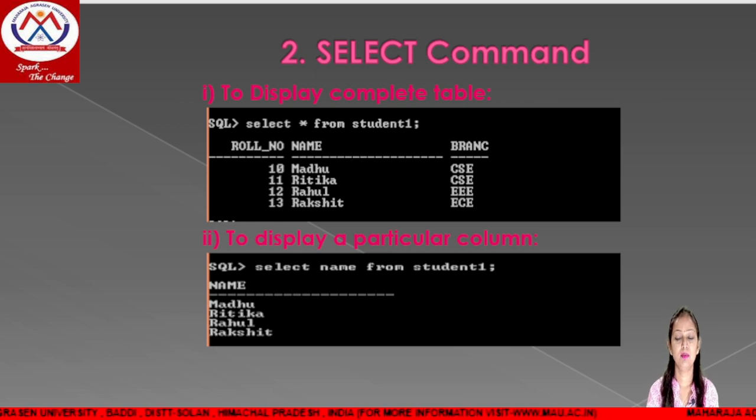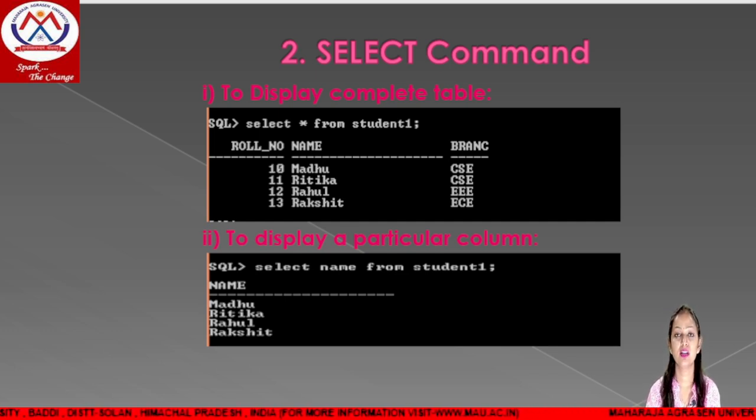The second method is if we want to display particular columns of the table. Suppose we have created 4 columns in a table and I want to display only 2 columns, or only 1 column. So in that case we need to go with the second method, and the syntax would be select, then space, and then the name of the column which you want to display. Here I want to display, suppose, the name of the students, so I will write select name from and then the name of the table. Here the name of the table is student 1.